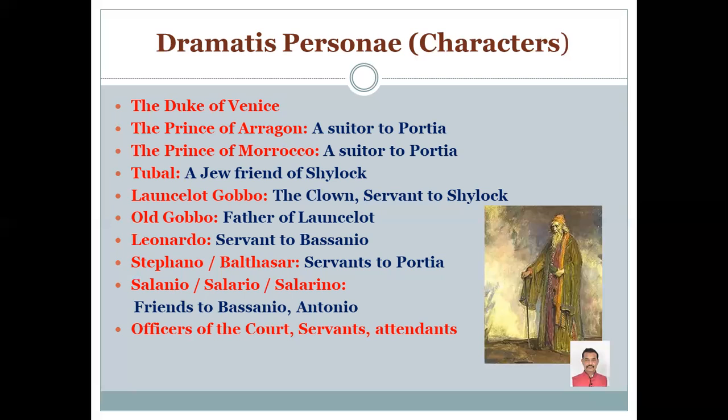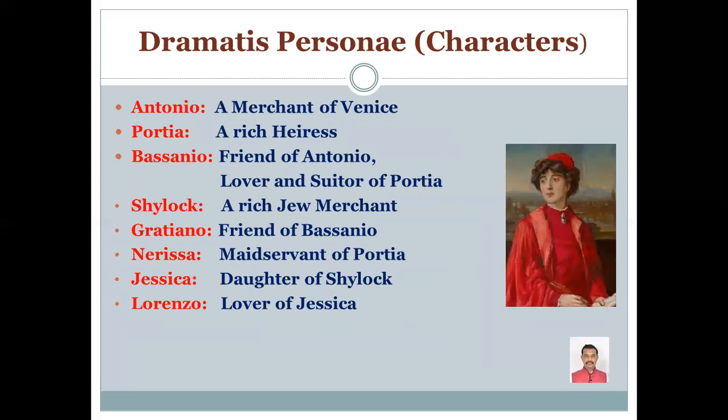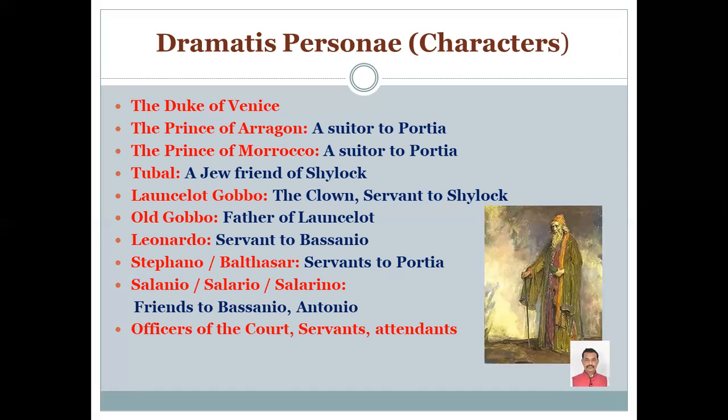Besides these characters who appear in the drama, there are many other characters who have very small roles, with one or two entries, and those characters are officers of the court, servants, attendants. One other name that we hear in the fourth act during the trial scene is Dr. Bellario. He is a doctor of law who is living at the place Padua. So this is all about the important characters that will appear in the flow of the drama.